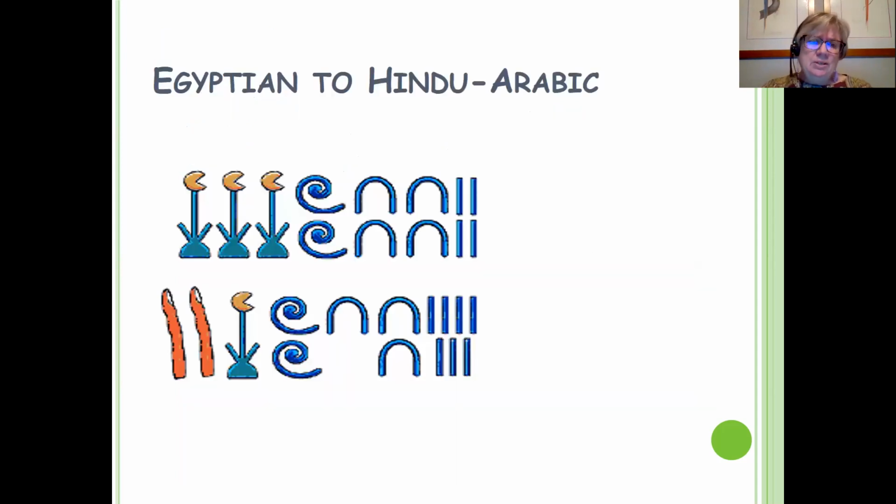Easy to interpret. It's just a matter of, do I remember which one of these stands for which one? The lotus flower is 1,000. The scroll is 100. The heel bone is 10, and the rod is 1. So that's 3,244 on top. And then the next number, the pointed finger, is 10,000. So 21,237 is that next one.